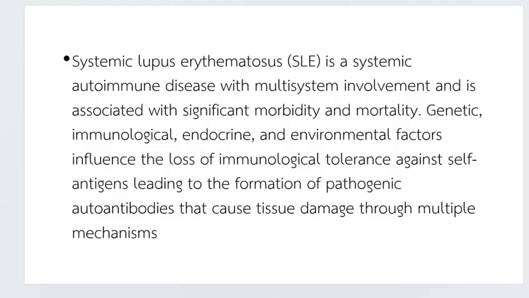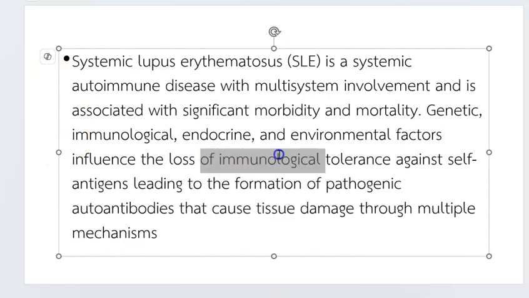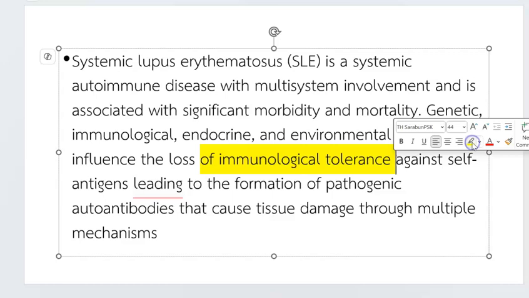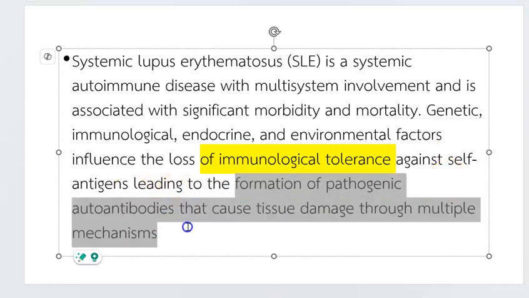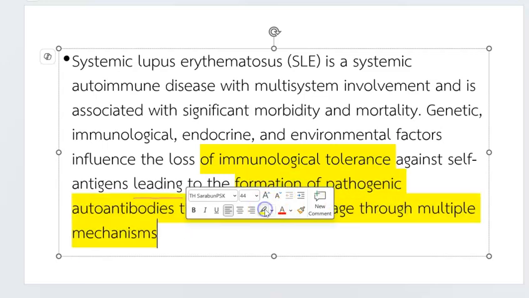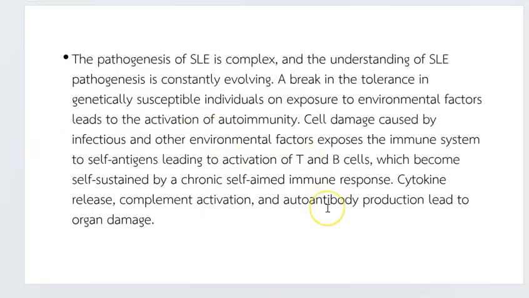SLE is the abbreviation. Systemic lupus erythematosus is a systemic autoimmune disease with multi-system involvement and is associated with significant morbidity and mortality. Genetic, immunological, endocrine, and environmental factors influence the loss of immunological tolerance. You've heard that word before, right? Against self-antigens, leading to the formation of pathogenic autoantibodies that cause damage. It's complex. We're still learning about it to this day.